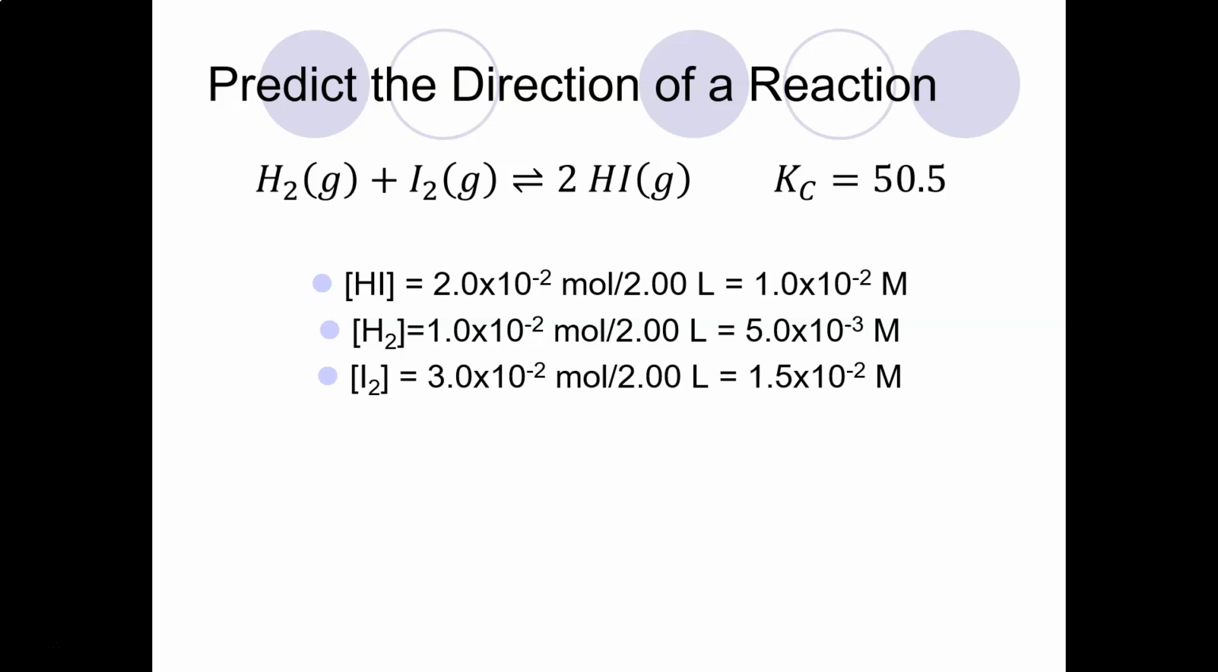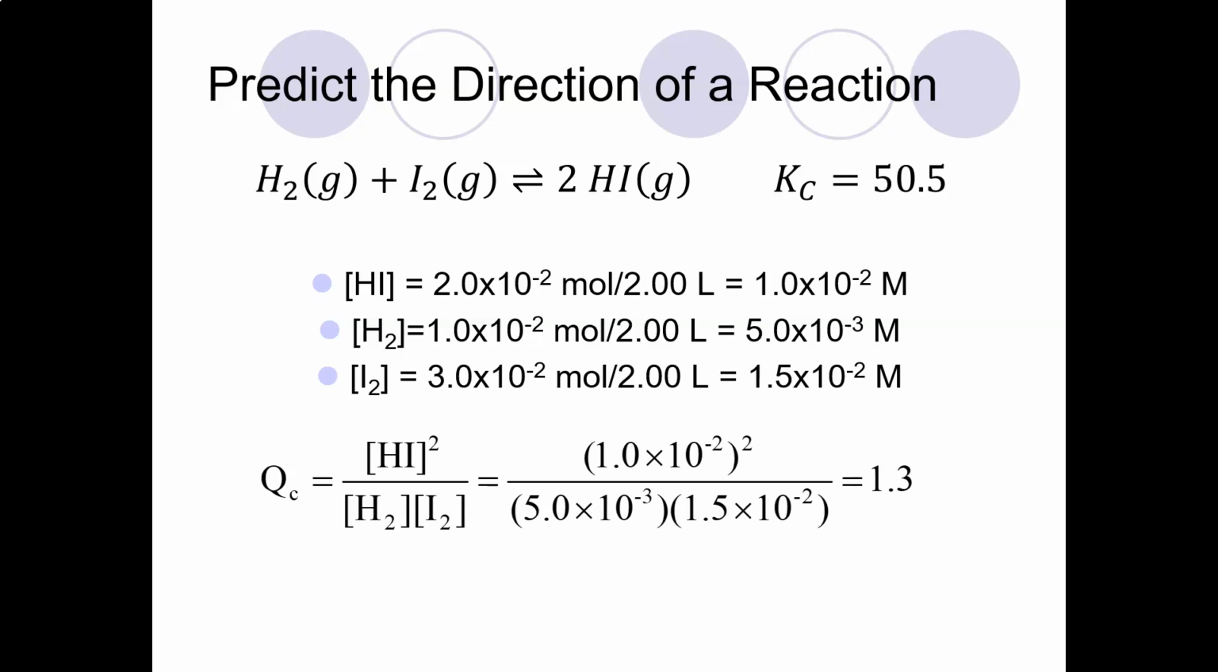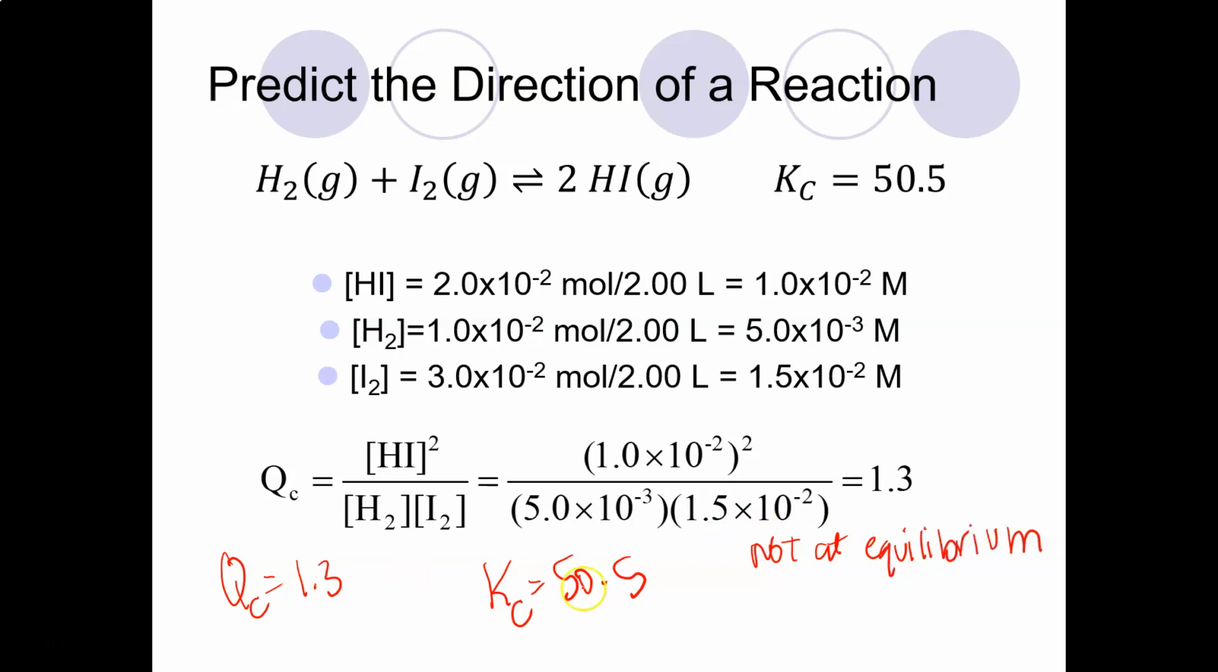What I'm going to do now is take these three numbers and plop them into my Qc expression. I wrote that on the previous slide, but I just took that equation and plopped in our numbers, and what I got was 1.3. So Q is 1.3. Right now, it's 1.3. At equilibrium, it'll be 50.5. So I can say with absolute certainty that we are not at equilibrium. We're just not at equilibrium because those two numbers are different.